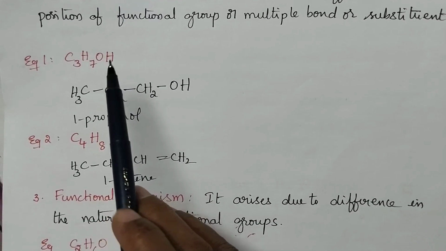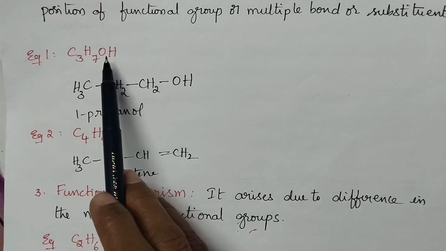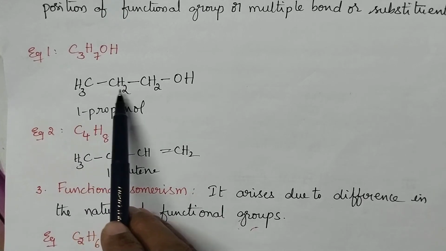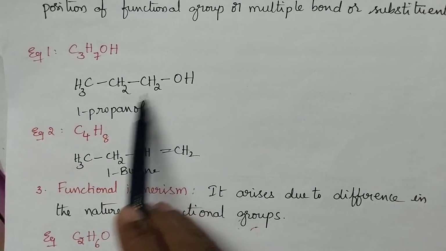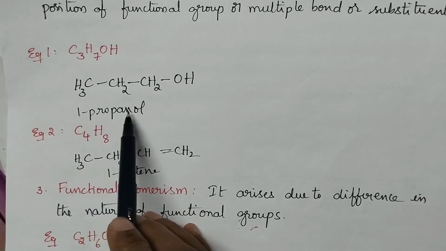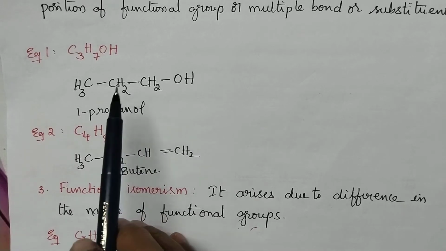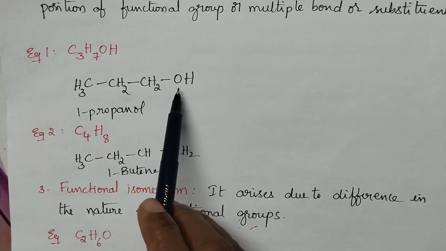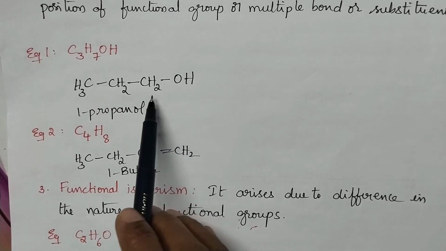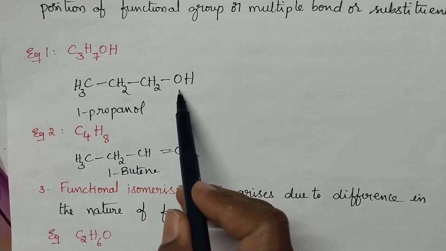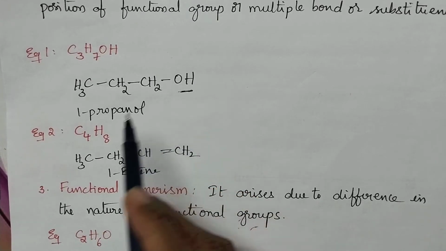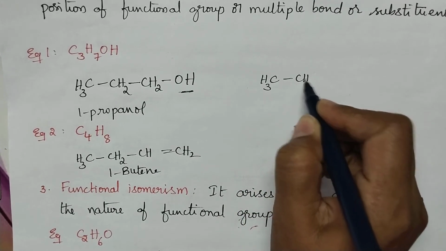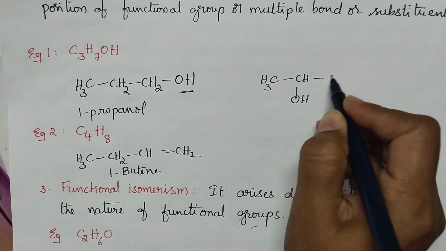If the molecular formula is C3H7OH, we can write the structural formula as CH3-CH2-CH2OH, and hence it is called as 1-propanol. So, in case of position isomerism, there must be change in the position of the functional group. Will you write the positional isomer for 1-propanol? You have to change the position of OH group. So, we can write as CH3-CH(OH)-CH3.